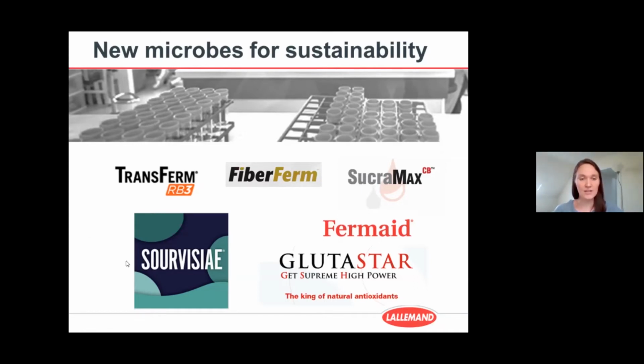Moving on, so Sour Vissier is a newer product and very exciting. It's for the brewing industry. So this is an engineered ale strain that is able to produce lactic acid. So it really simplifies the production process for sour beer, which is very popular right now.